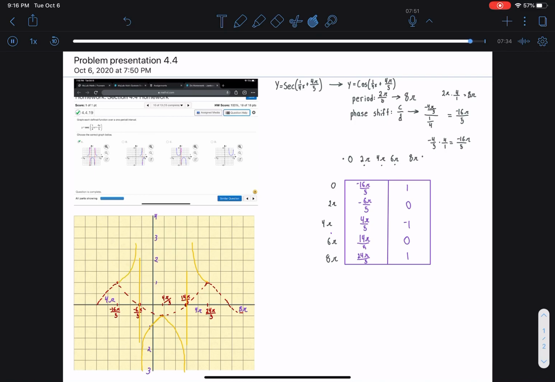And as you can see, up here on our graph, the one we chose is A, and it looks just like what we did right down here in our graph. So it looks pretty good to me.